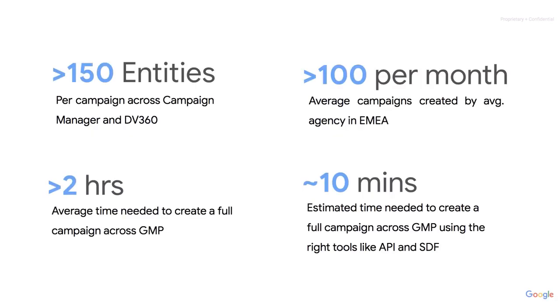So a bit of numbers, your numbers, let's say, because we just realized that for example, in Campaign Manager and DV360, we have more than 150 entities per campaign. We just collected rough numbers, but more than 100 campaigns created per month on average in EMEA, and more than 2 hours average time needed to create a full campaign across GMP. But you know what? You can do this in less than 10 minutes, relying on automated solutions like APIs and SDF.